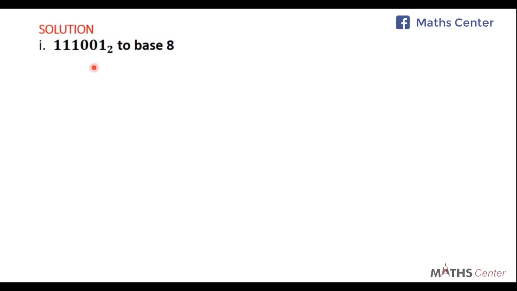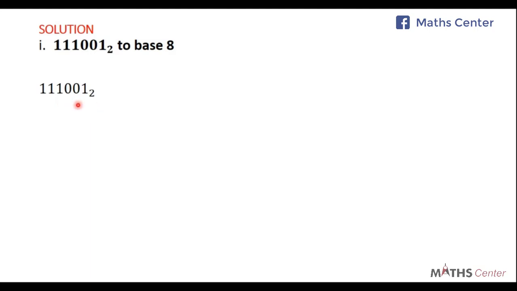The first thing we need to do is to first convert this number here, 111001 base 2. You convert it to base 10. Then you convert our answer from base 10 to base 8. So that is what we are going to do. First, you convert 111001 base 2 to base 10. So you're converting this one to base 10.